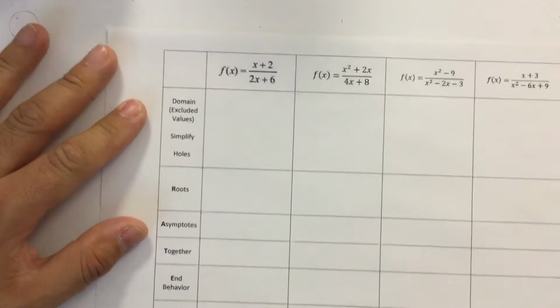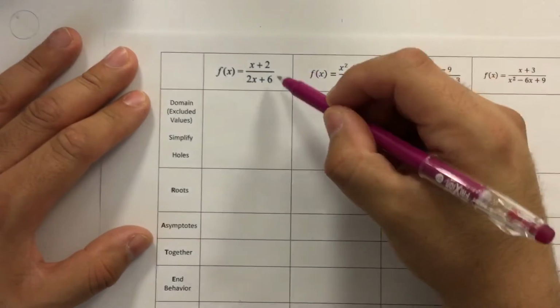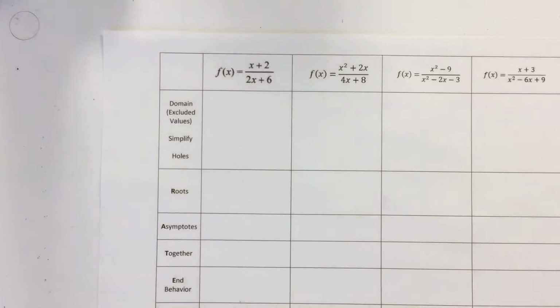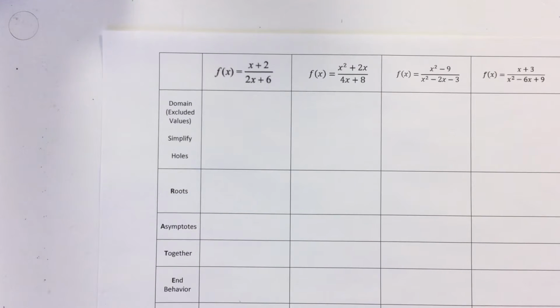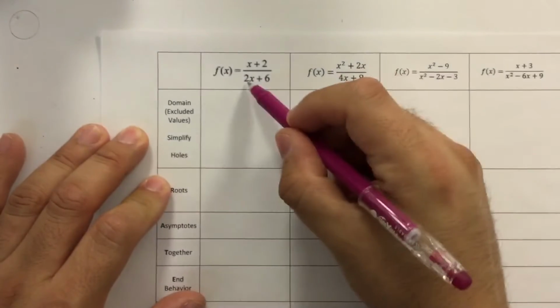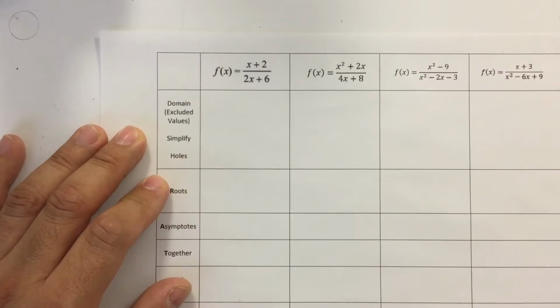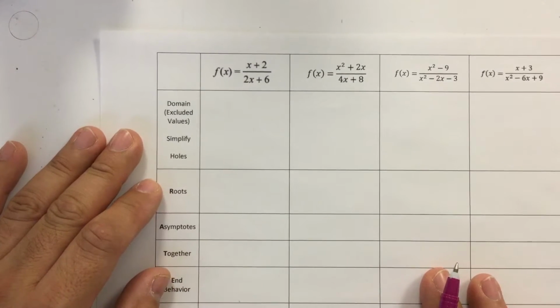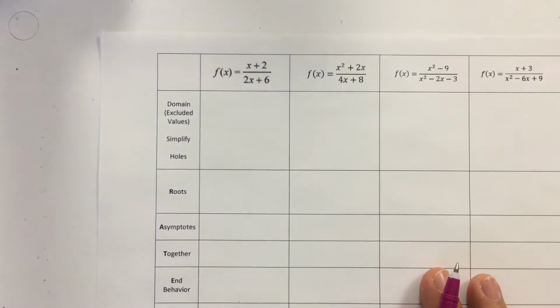Now, we're looking at this problem here. First off, the bottom has to be factored. Right here, you see this 2x plus 6? Can I factor that? What can I factor out of 2x plus 6? What's the GCF between 2x and 6? Somebody said it. 2, right? They're both divisible by 2.